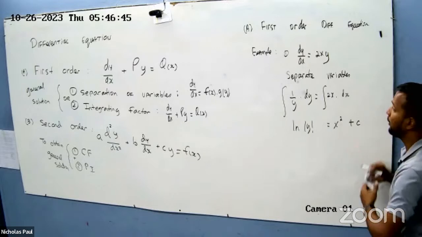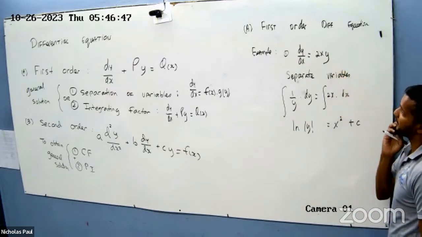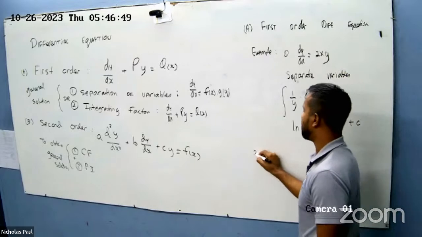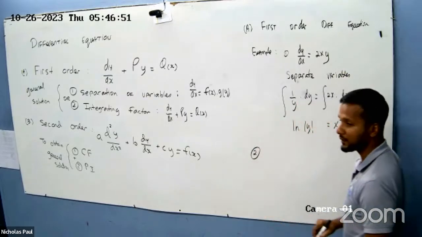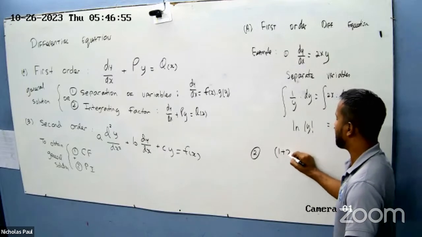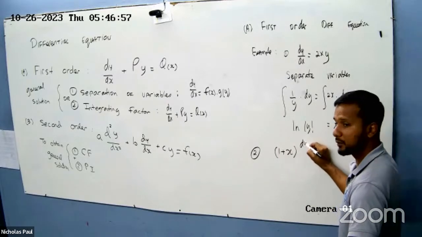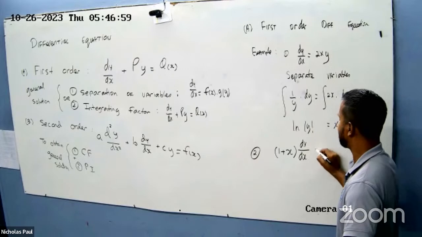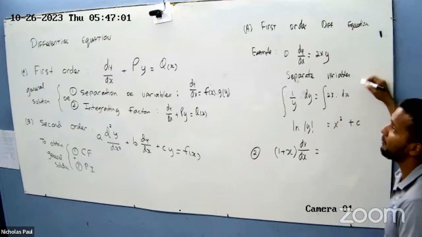Okay. So sometimes you can watch it and you can separate the variables. Sometimes it will look a little more complicated like this, right? Suppose it looks something like this: 1 on x, dy/dx. Online, you're okay here?